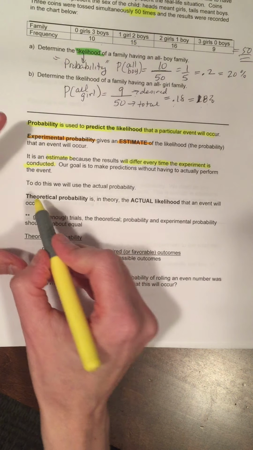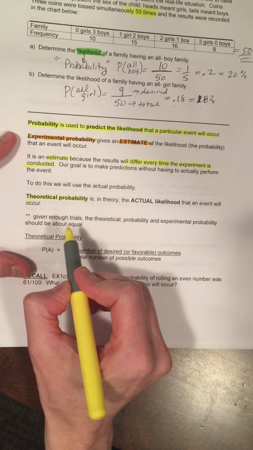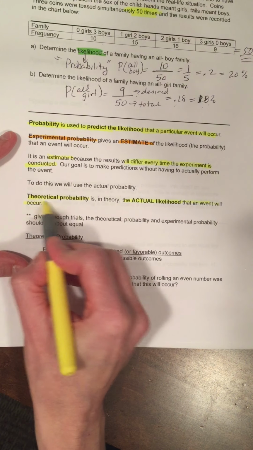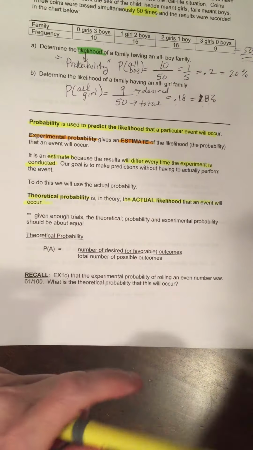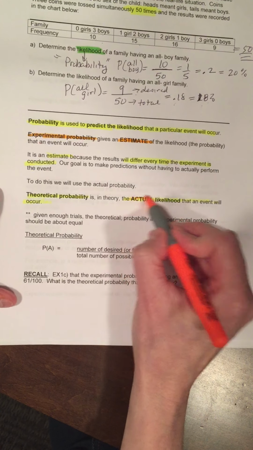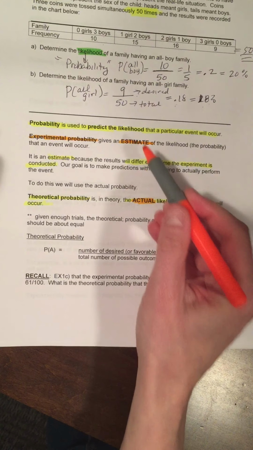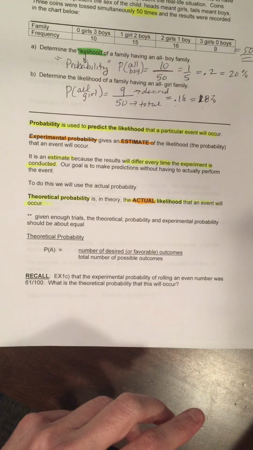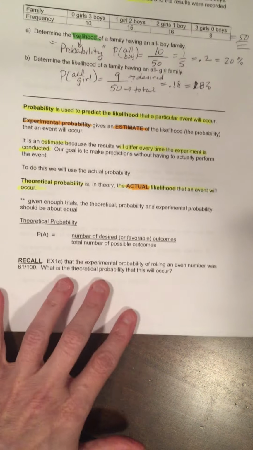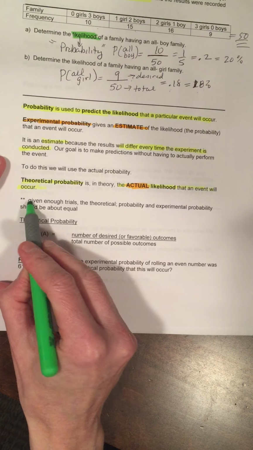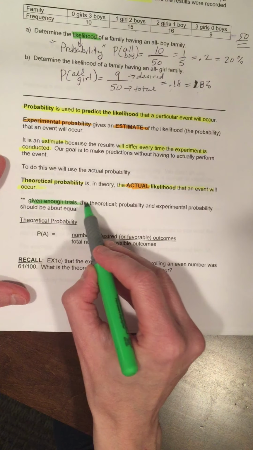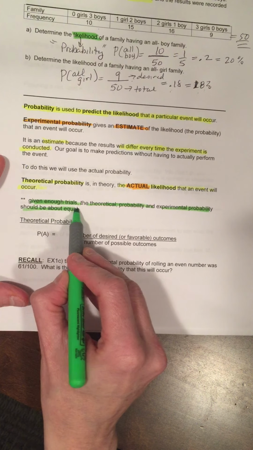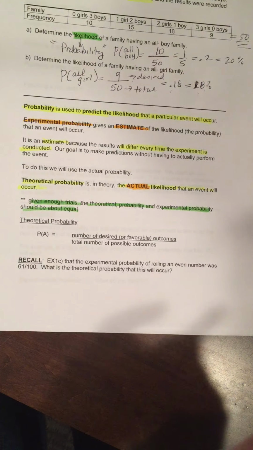Well, theoretical probability is the actual likelihood that an event will occur. Notice the difference in the words. It's the actual versus the estimate. Again, how the heck do we do that? Well, given enough trials, the theoretical probability and the experimental will eventually equal each other out.